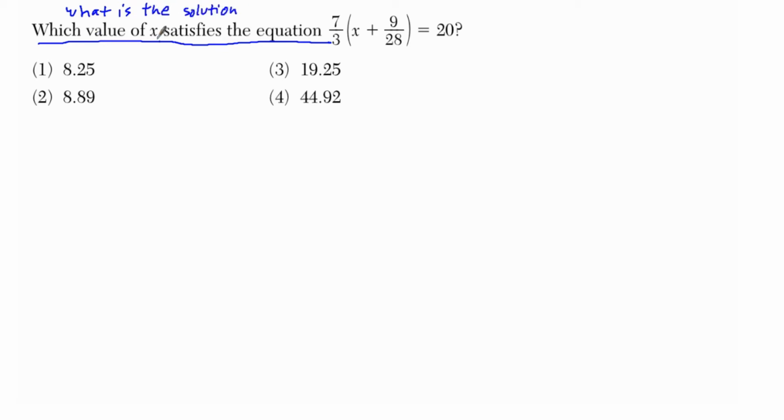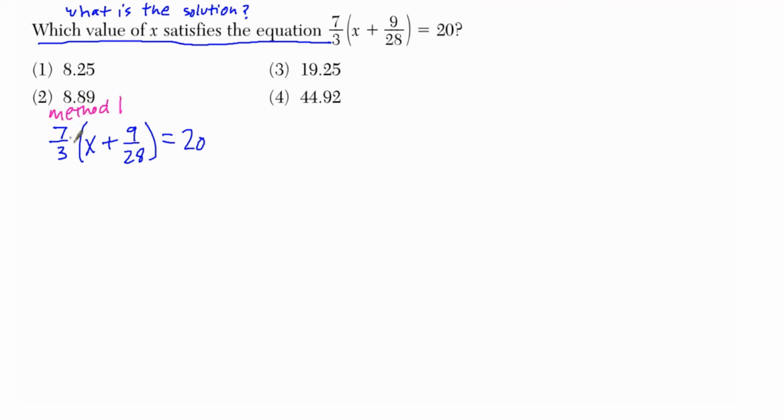When we're looking for a value that satisfies an equation, we're really looking for a solution to the equation. So we have to solve this equation for x. So let's go ahead, and there's a few ways to do this. We'll look at some different approaches, and you pick the one that works best for you. So we have 7/3 times the quantity x plus 9/28 is equal to 20. So we'll call this method 1.